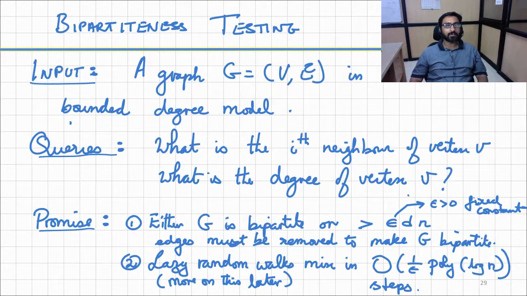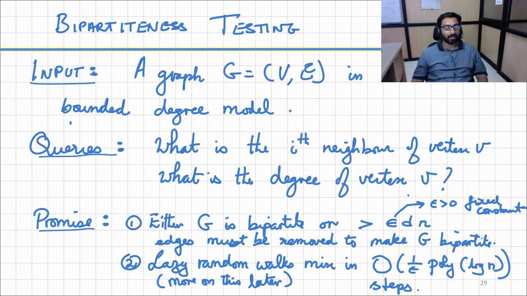We are now ready to dive into the problem. So let's make sure we understand the problem statement precisely. The input is a graph G = (V, E) in the bounded degree model. And in this model, our queries are of the form, what is the ith neighbor of vertex V? And we may also need to find out what the degree of each vertex V is. And so this is the bounded degree model in property testing for graphs.